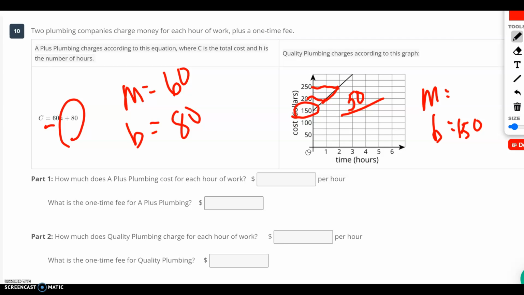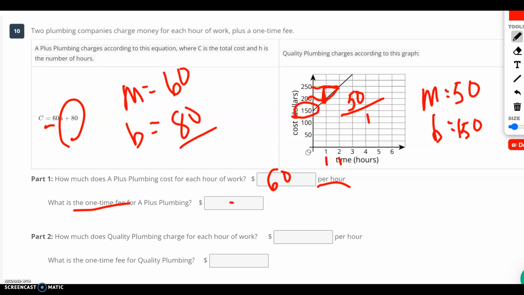How much did it go over? It went from 1 to 2. It went over 1. 50 divided by 1, rise over run would be 50. Down here, it's asking me, what is it per hour? Per hour is always my rate of change or my slope. That would be 60.